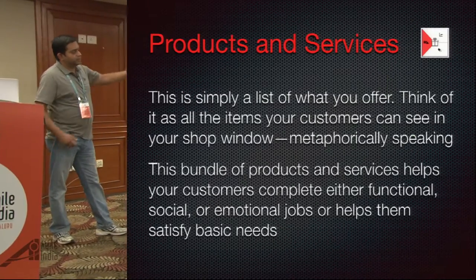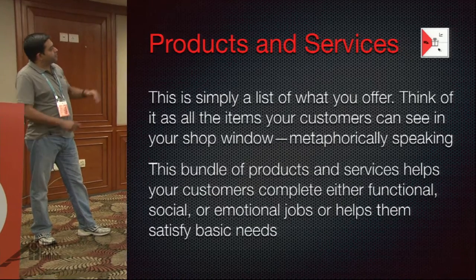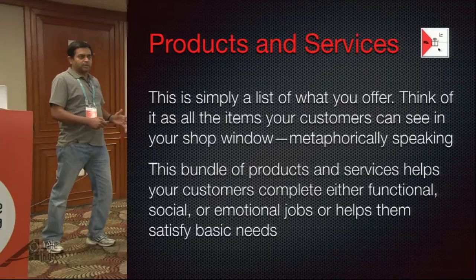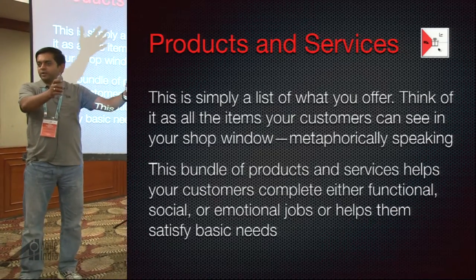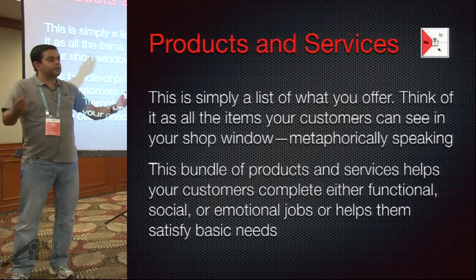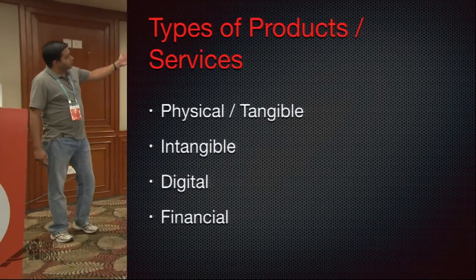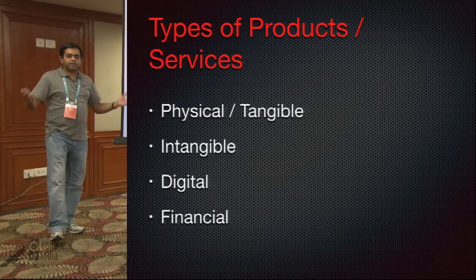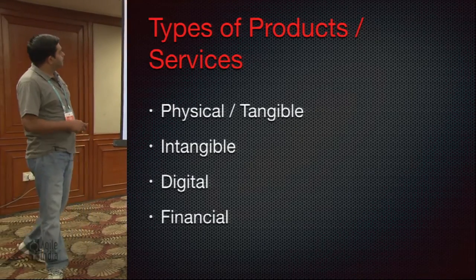So products and services, we all understand. Basically a list of what you offer. Think of it as all the items your customers can see in the shop window, metaphorically speaking. So if you were to put up a shop window, anything that you put up on the glass pane is your products and services, right? These could be physical, tangible, or intangible, digital, financial. There could be n number of ways of slicing and dicing the products and services.